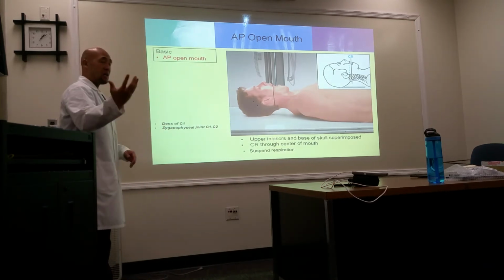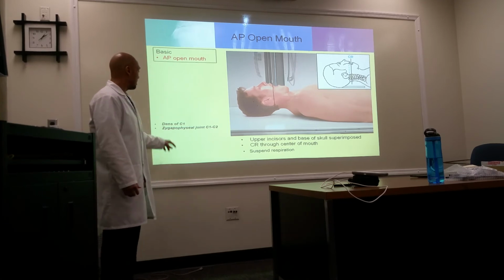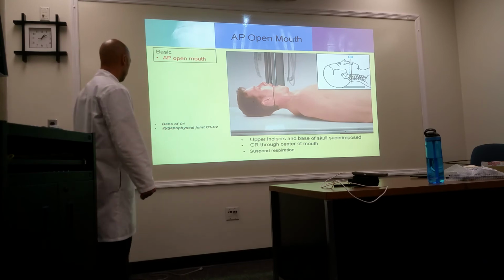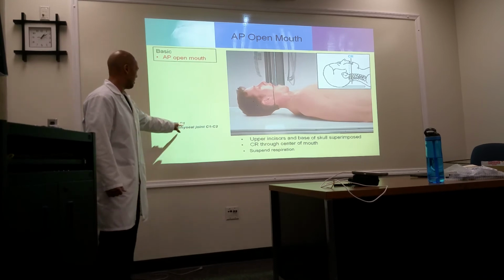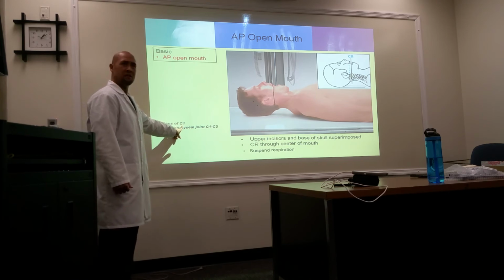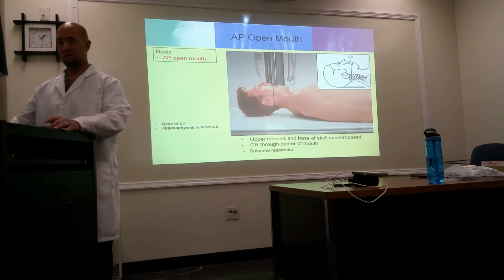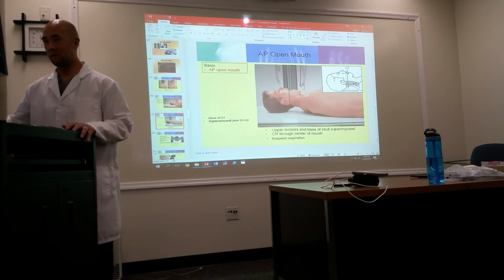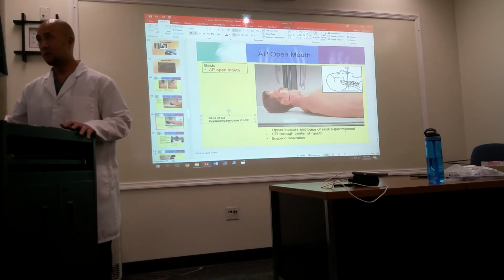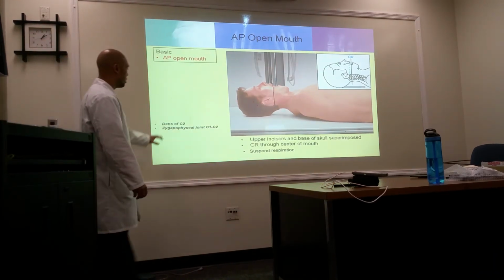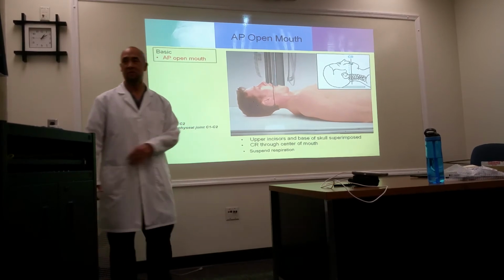As you guys already know, the whole purpose of doing the open mouth is to visualize the dens or the odontoid of C2. What do you guys have? C1. Okay, so it should be the dens of C2. Okay, hold on. Let me fix this. Okay, everybody got that? So to see the dens of C2 and then the joint space between C1 and C2. So the zygapophyseal joint of C1, C2.